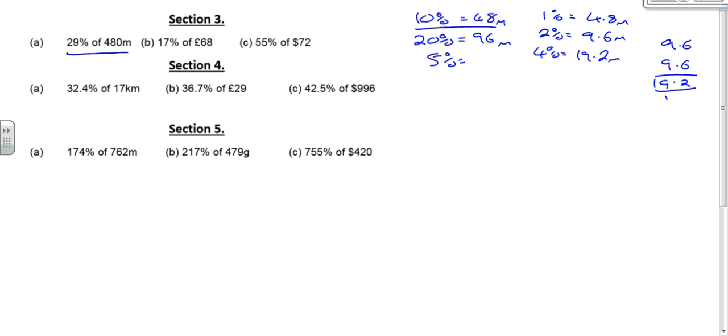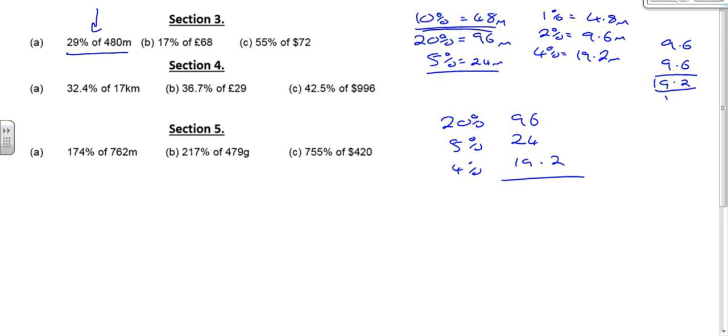5% is going to be half of 10%. So if 10% is 48 meters, 5% is going to be half of that, which is 24 meters. Then we need to decide what we need to add together to get 29%. So 20%, we know what that is. 5%, we know what that is. And we know what 4% is. If we add those three together, we're going to get 29%. That's going to be 96 plus 24 plus 19.2.